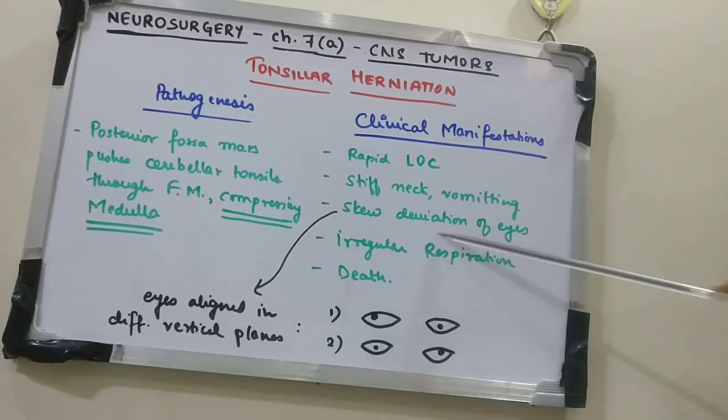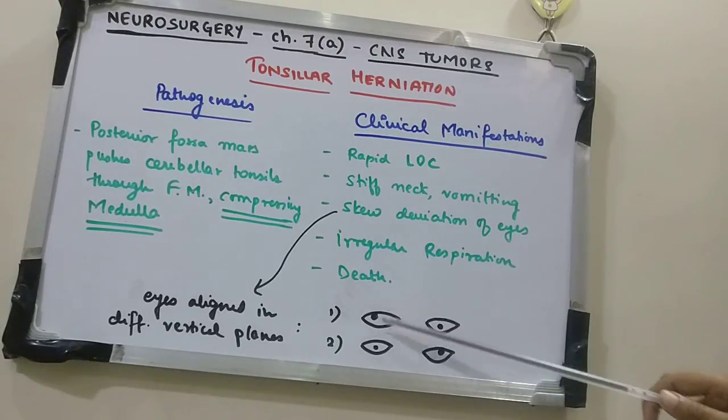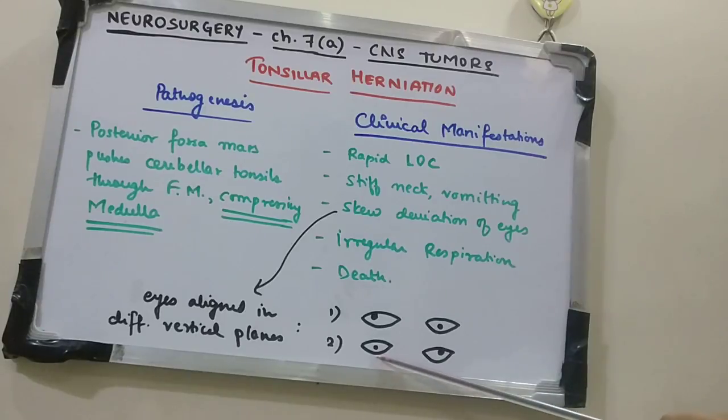So what is meant by the skewed deviation of eyes? Skewed deviation of eyes means your eyes are aligned in different vertical planes. So like here, if the person is asked to gaze straight ahead, what happens is one eye will be here but the other eye will be in a different vertical plane. Similarly, if one eye is pointing this way, the other eye will look in some other vertical plane. It is not going to be in the same vertical plane, it is going to be in a different vertical plane.